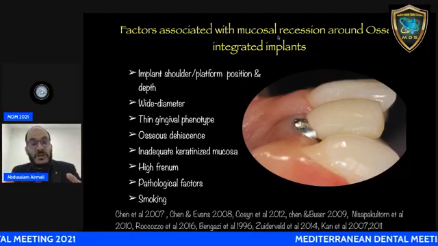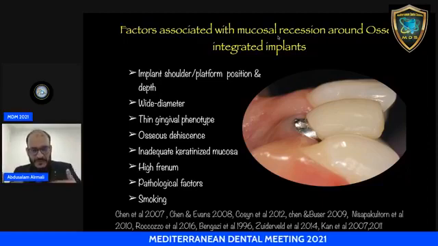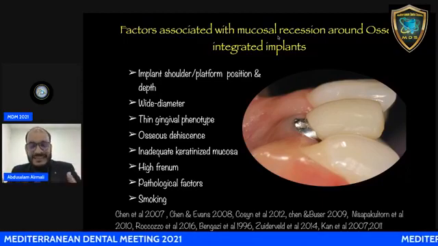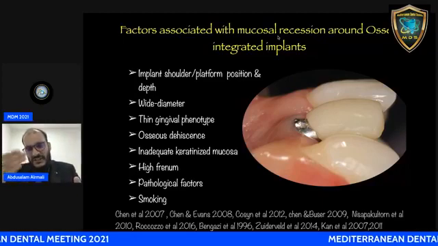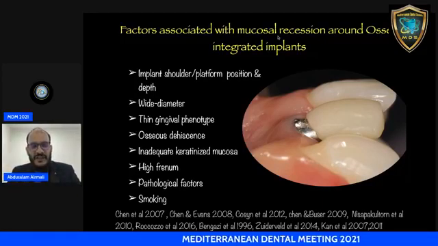Even if we have a large socket, you place your implant in a palatal position, keep this gap, and fill this gap with bone. Try to hide it in the soft tissue, in the shadow of the implant and abutment, by placing the bone and placing the connective tissue graft.